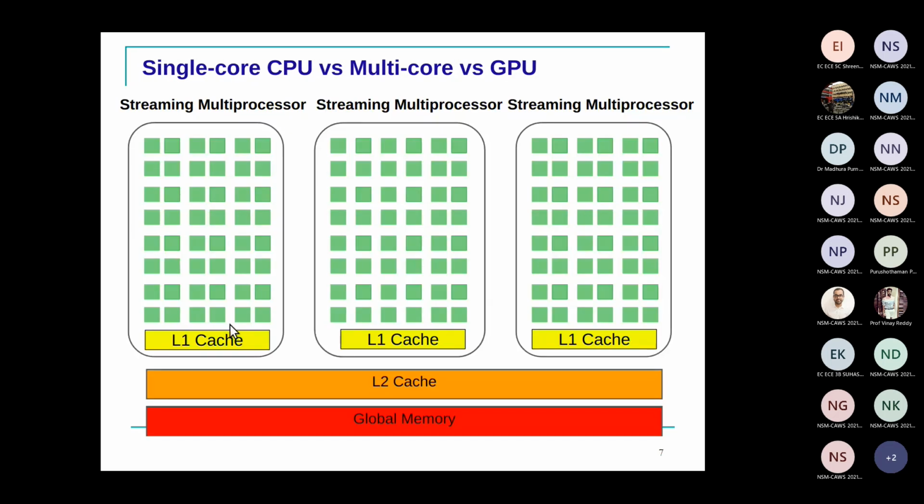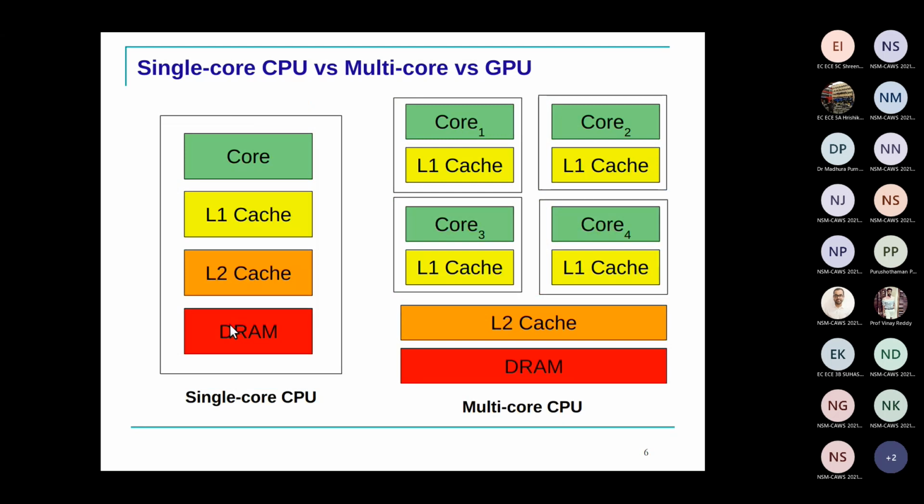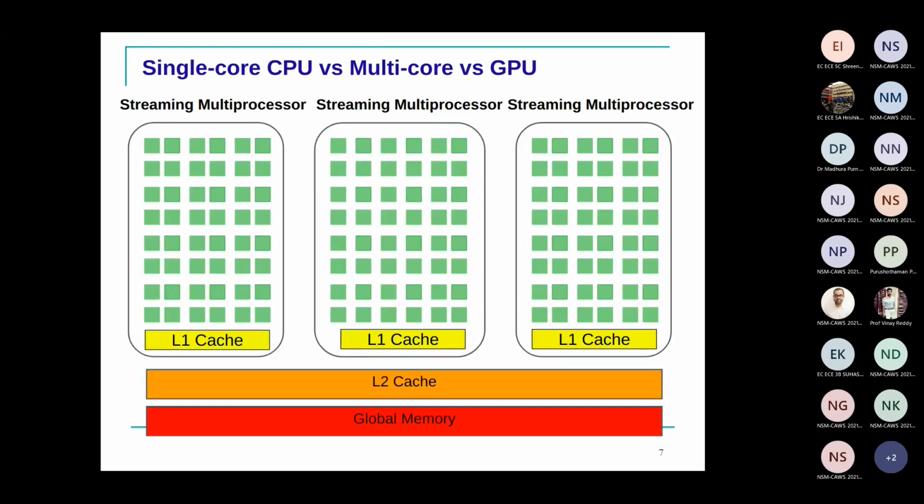A GPU contains several thousands of processors. In multi-core CPUs you only have a few processors, but in GPUs you have thousands of processors. These thousands of processors are grouped into what are known as streaming multiprocessors, called SMs. Within each SM, you also have registers, and you also have scratchpad memory or shared memory, which can be accessed by all the processing cores. And you also have an L1 cache, and there is also an L2 cache and global memory, which can be accessed by any of the processing cores.